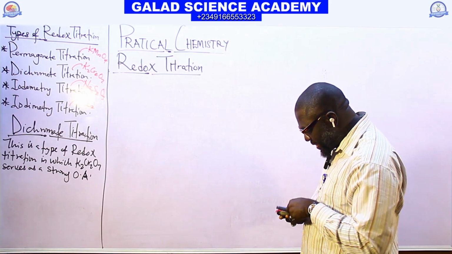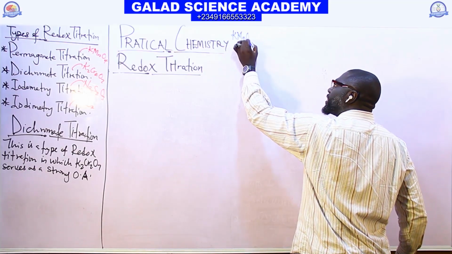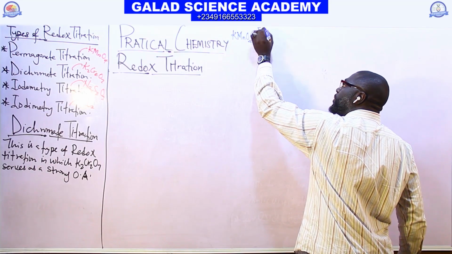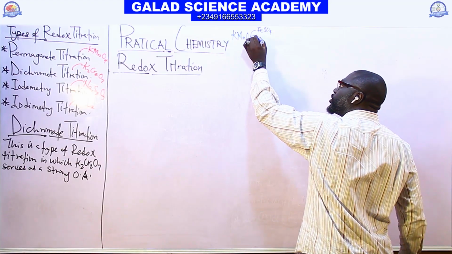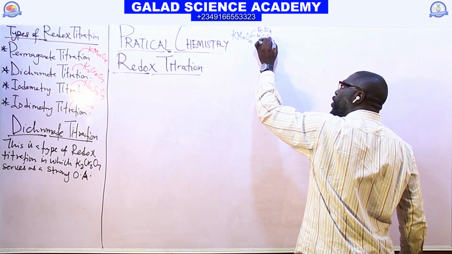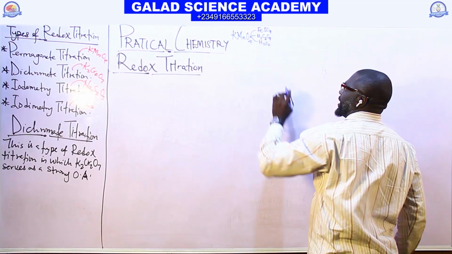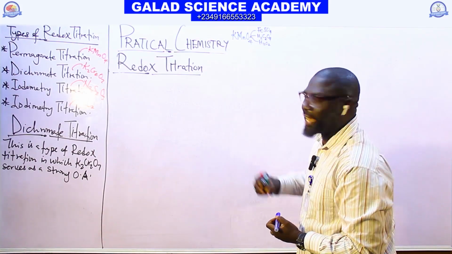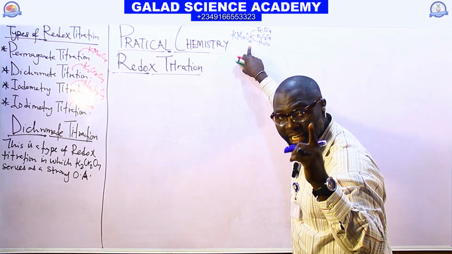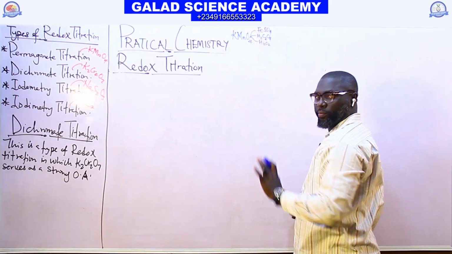But if I say KMnO4 titration, it is used to determine the concentration of iron, or iron sulfate, oxalic acid, H2C2O4, and also hydrogen peroxide. These are the reagents whose concentration we determine using KMnO4 in the redox titration.